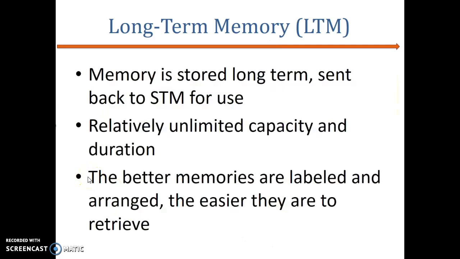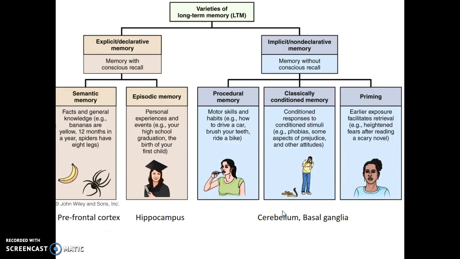All right, the last thing is long-term memory. This is relatively unlimited in capacity and duration; you can store for a long time. Information sent from short-term to long-term is able to arrange itself and be in a spot where you can easily retrieve it when you need it. When you're able to do that over time, it gets stored in the long term. There are different types. Explicit and implicit are the two main types. A conscious recall process is required for explicit memory, and an unconscious, more automatic kind of process is the implicit memory.